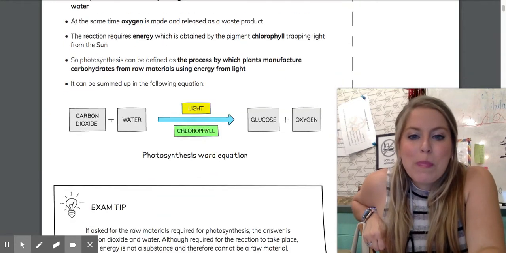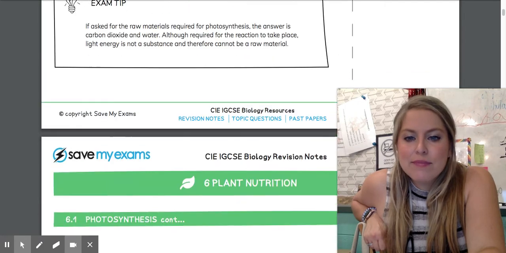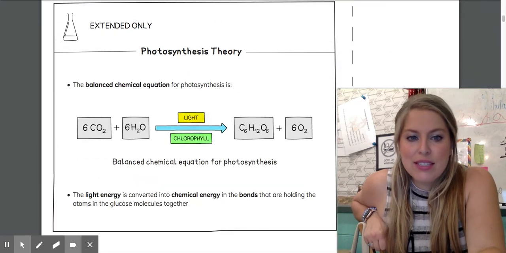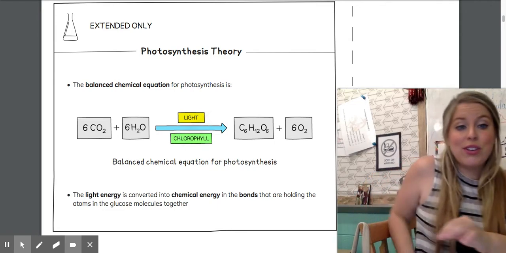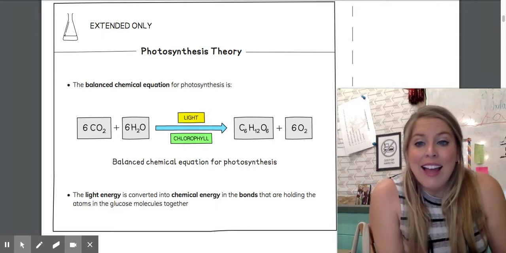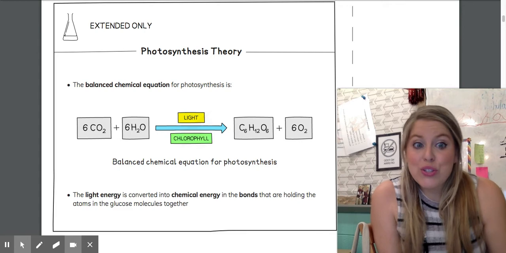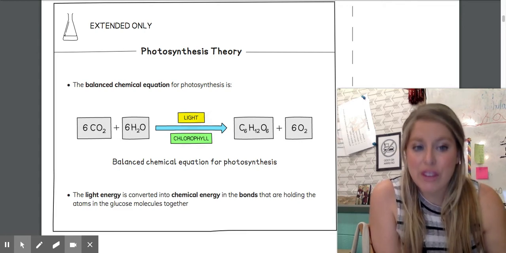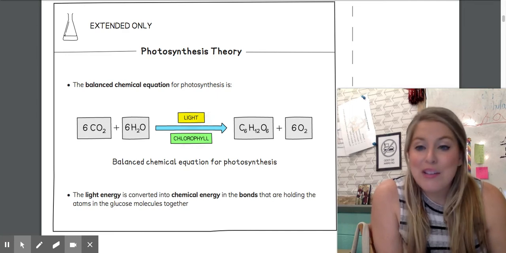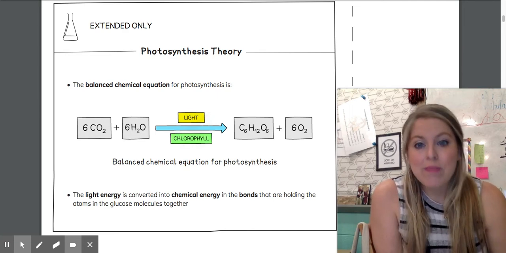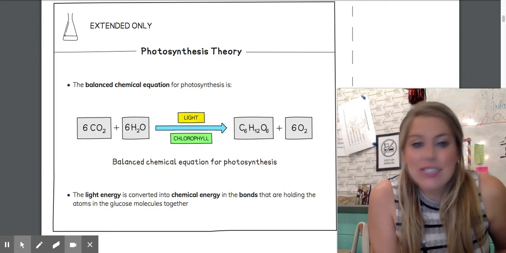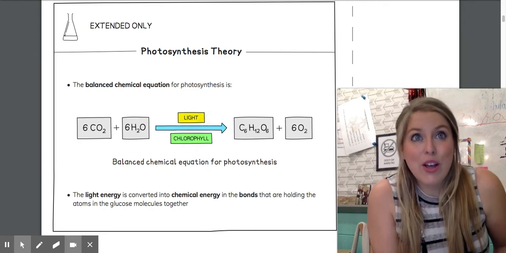Okay, so let's go ahead and look at the chemical equation of photosynthesis because I want to make sure you guys are hearing it and seeing it so you can start to learn it. So the balanced chemical equation for photosynthesis: 6 CO2 plus 6 H2O, in the presence of chlorophyll and light, of course, yield C6H12O6 plus 6 O2.